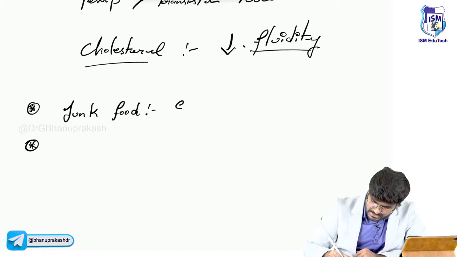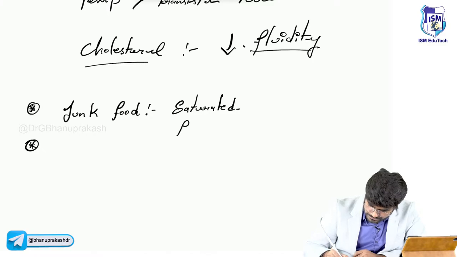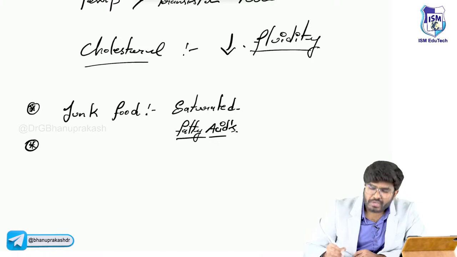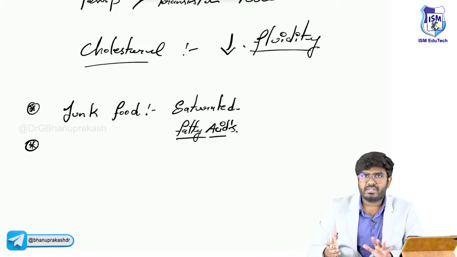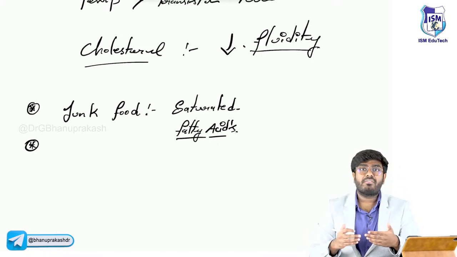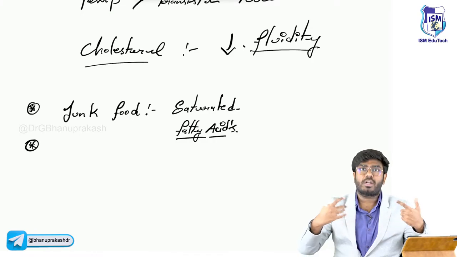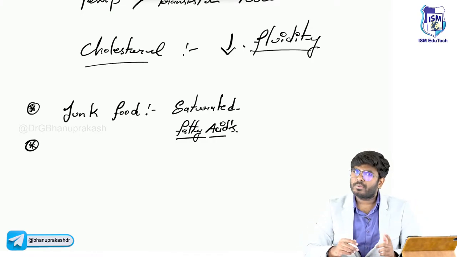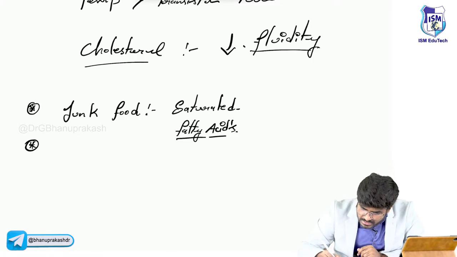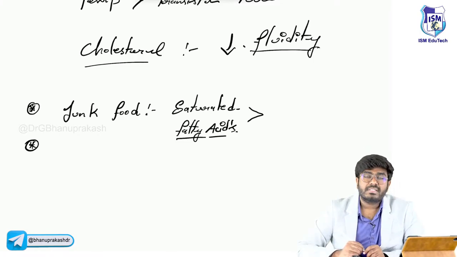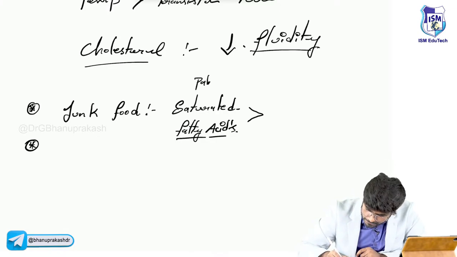Saturated, excellent, saturated fats. Saturated fatty acids. Okay, hope you have studied this in your class 11th and 12th. What are the saturated fatty acids? Saturated fatty acids are those fatty acids which are having double bonds, triple bonds. Okay, this you will study in your biochemistry also, don't worry. So, the saturated fatty acids, do you know what they do? Saturated fatty acids, like palmitic acid, stearic acid.